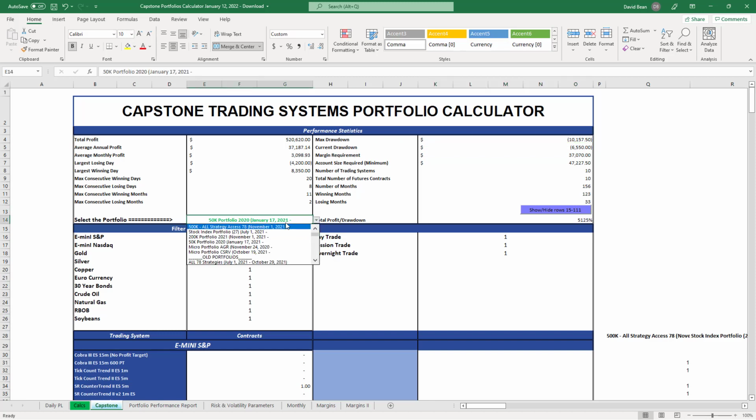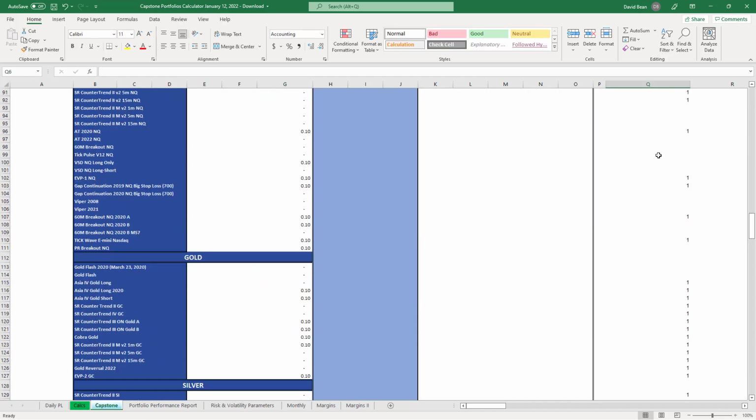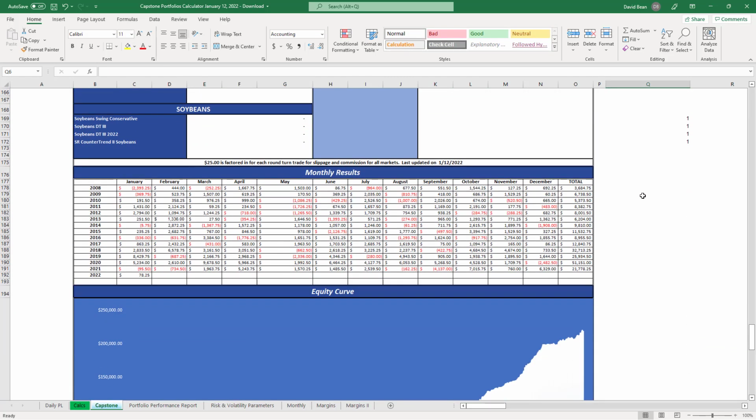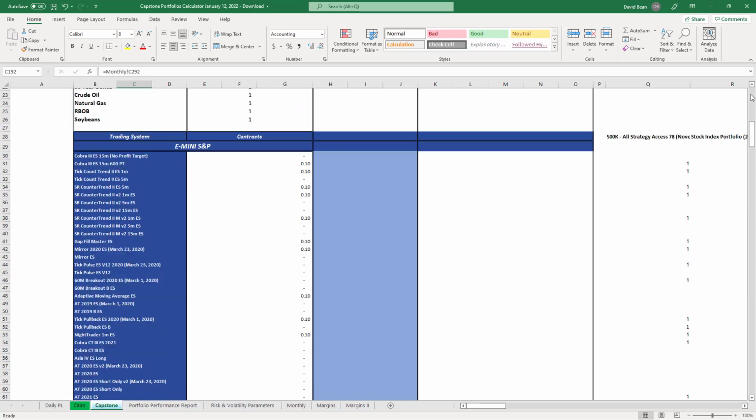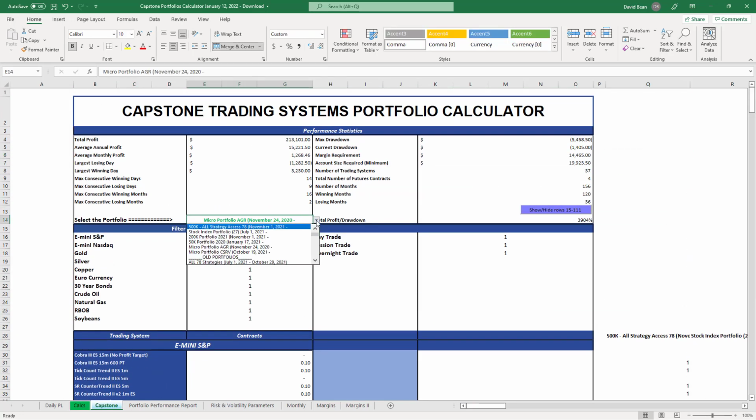The micro portfolios, this micro portfolio aggressive has done pretty well. It did really well in December, up 63.29. It's up a little bit on the year, pretty much around break even. $78 is break even, and that's just one contract of 37 different strategies.